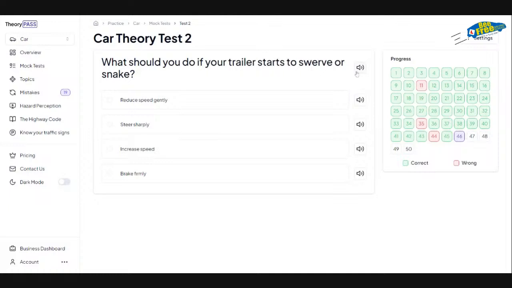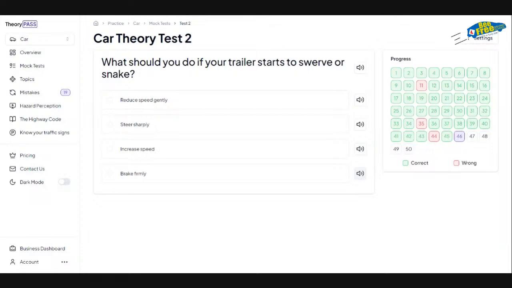Okay. What should you do if your trailer starts to swerve or snake? Reduce speed gently. Steer sharply. Increase speed. Brake firmly. It's funny because I only saw the word snake, so I was like, oh, is there a snake in my car?